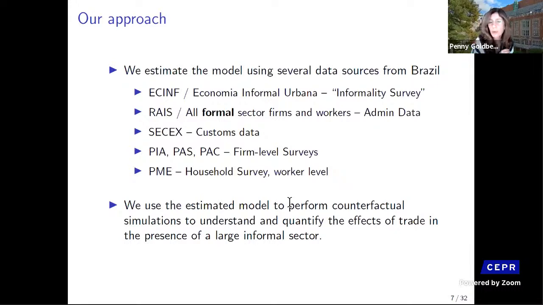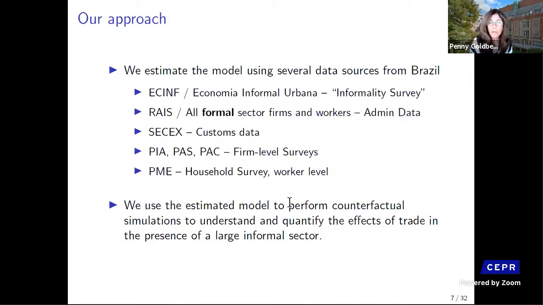Some predictions are going to be robust, but some predictions importantly change. And then second, to the extent that they change, how do they change? What are the effects? And among other things, one of the questions we're particularly interested in is this trade-off between informality as a source of inefficiency and informality as a buffer, as an employer buffer.